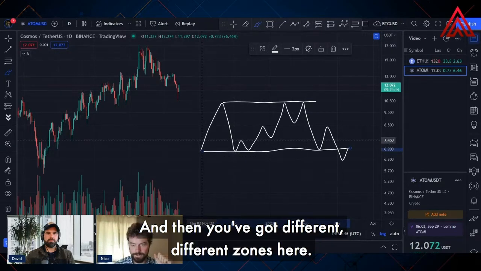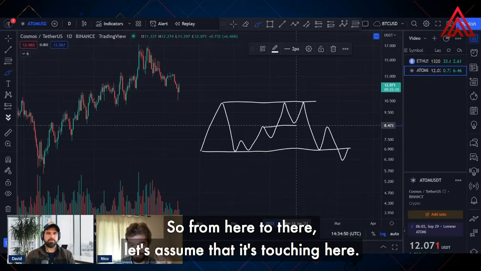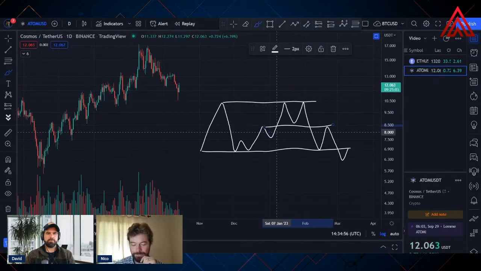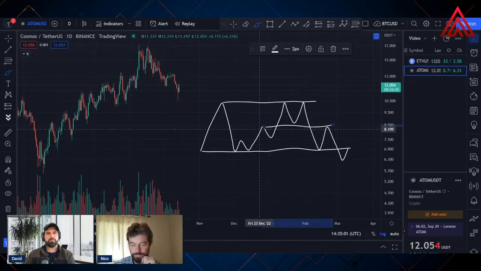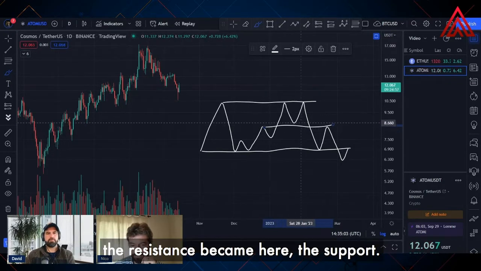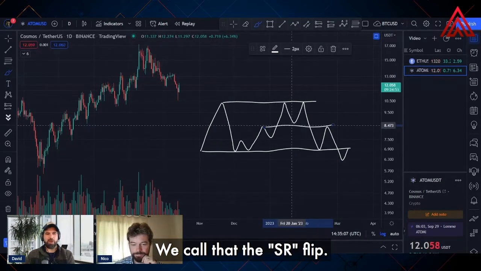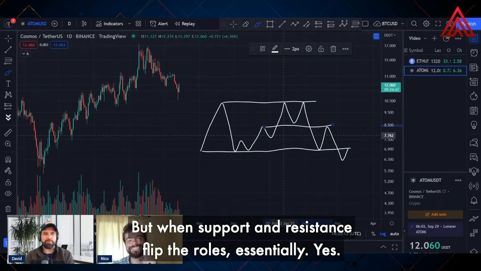And then you've got different zones here. So from here to there, let's assume that it's touching here. Here you can see something interesting that's happening: what was before a resistance became here a support. I believe we call that the SR flip. Yes, that's the crypto lingo or the traders' lingo, but it's when support and resistance flip their roles, essentially.